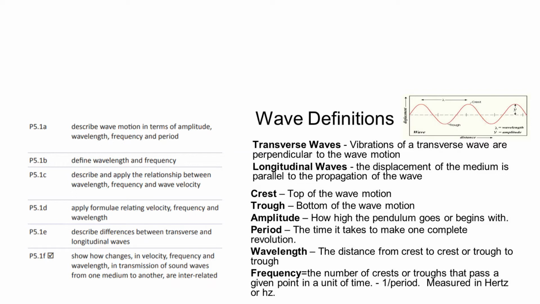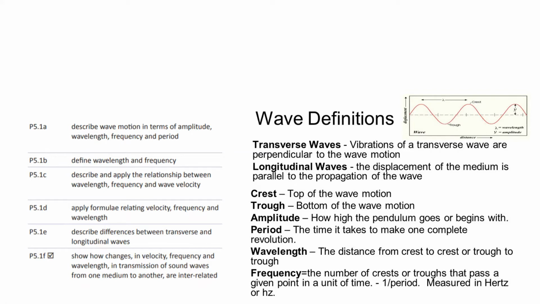Frequency. Frequency is the number of waves, oscillations, revolutions, or cycles per second. If we read here at the bottom, frequency is the number of crests or troughs that pass through a given point in a unit of time. That's also true. The unit of time is the second. The equation is frequency equals 1 over the period, or f equals 1 over T, and it's measured in hertz.